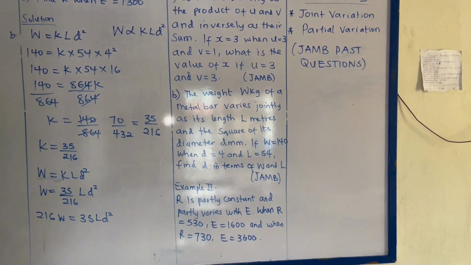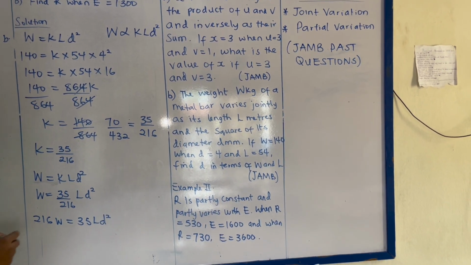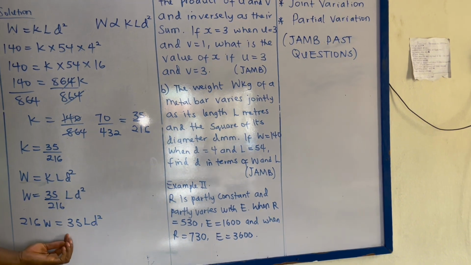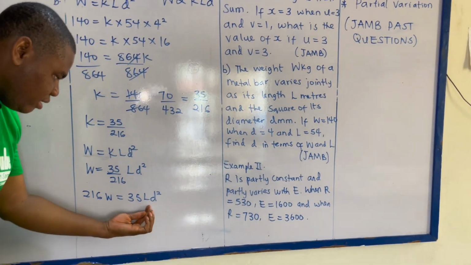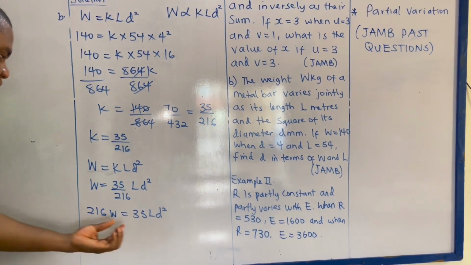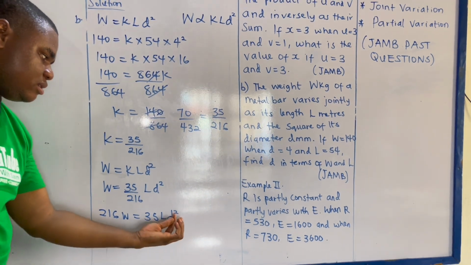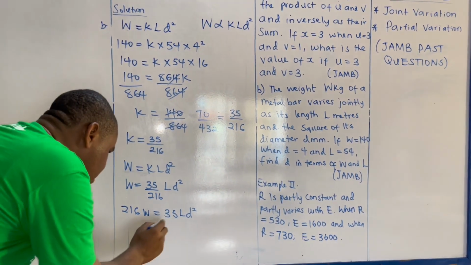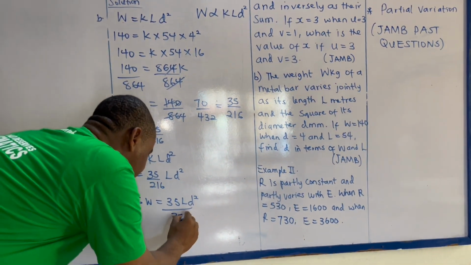So in this case our focus should be on D. Alright, so we are going to divide both sides by 35L. So we can eliminate 35L and D squared will be on its own. So I'll divide both sides by 35L.